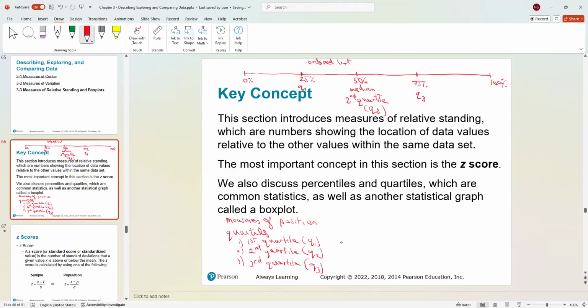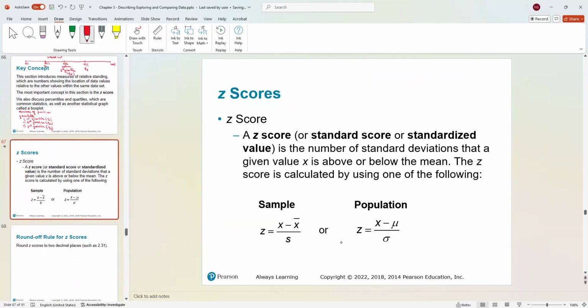Let's talk about the z-score, which, as we said, is the most important concept in these sections. A z-score is found by converting a value to a standardized scale. We'll have a chance to do more of this when we complete inferential statistics, because we're going to use the normal distribution tables, the z-score tables, to find probabilities. That will be for next time. But now, the z-score, or standardized value, is the number of standard deviations that a given value x is above or below the mean.